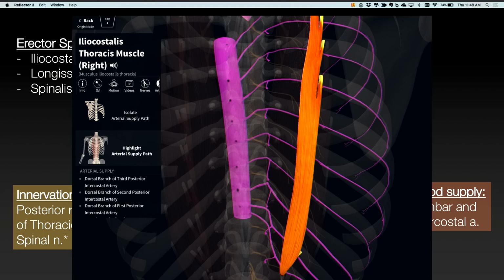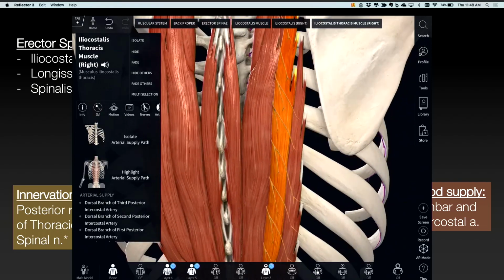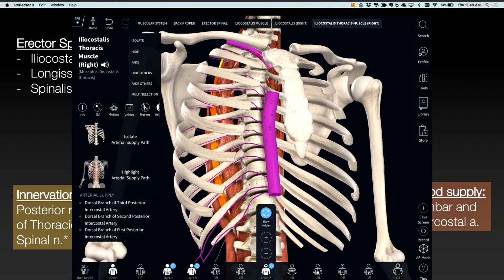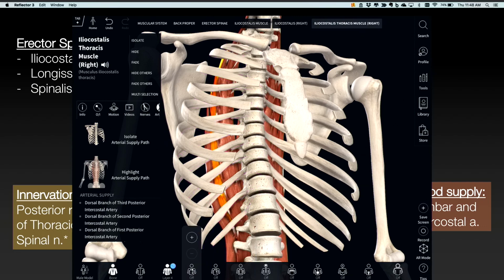Anyone know what the big purple rectangle in the middle is? Big purple column? It's not important right now, but we'll get there. I got to leave you in suspense, right? Okay, I think that's all we need here.